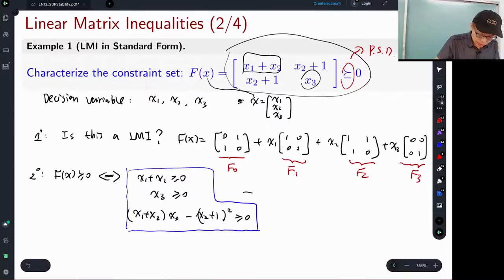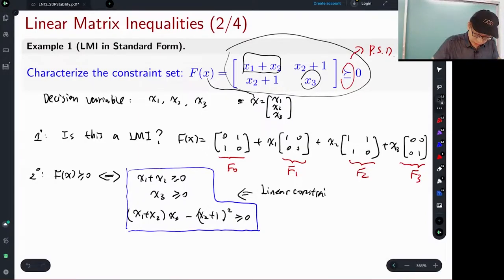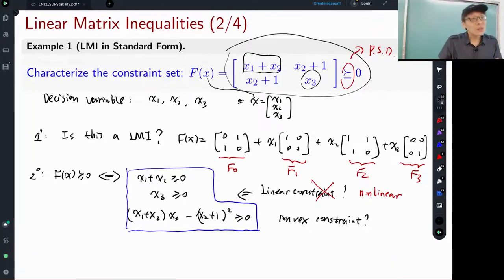So I'm going to ask you, this imposes a constraint on x, right? Is this a linear constraint? So it's nonlinear, right, Yunhan? Yes. It's nonlinear because of the last one, right? Now I'm going to ask you, is this a convex constraint? It's hard to tell, right? If you write this, it's hard to tell. But I can tell you all these linear matrix inequalities are convex constraints.